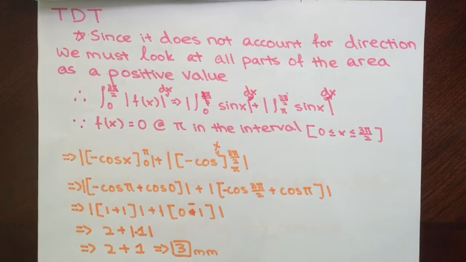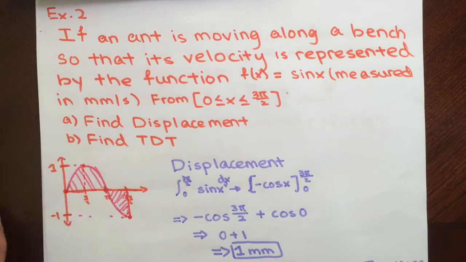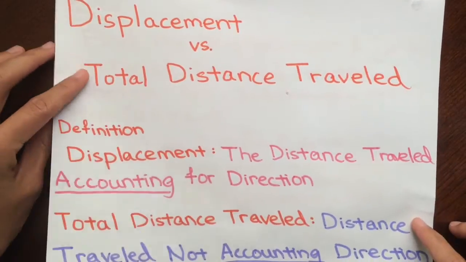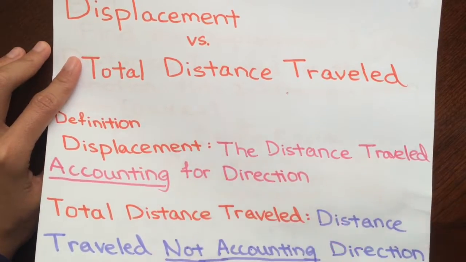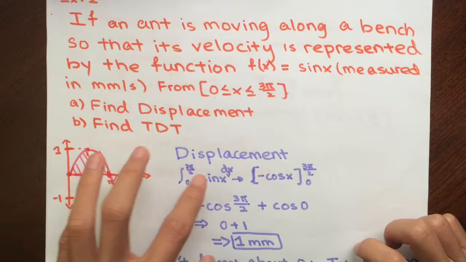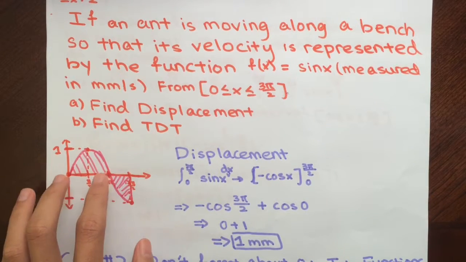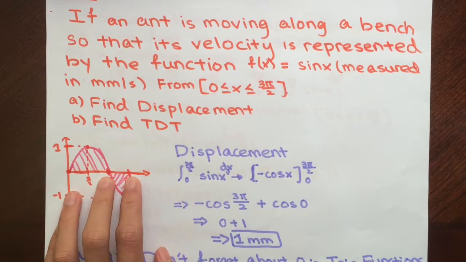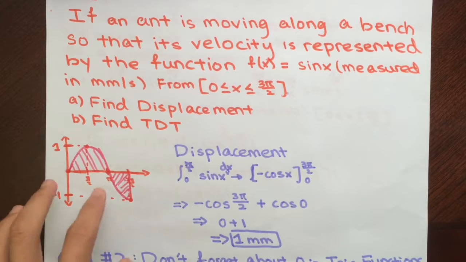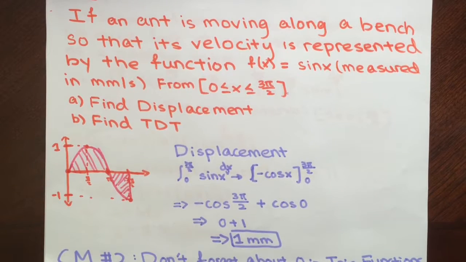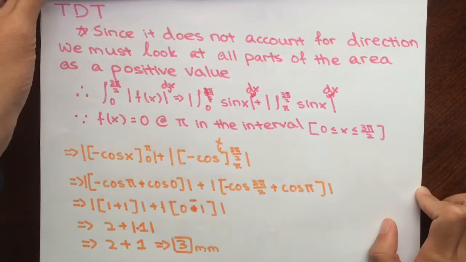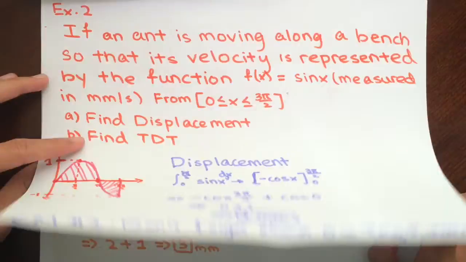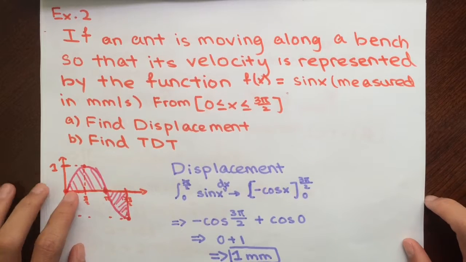With these problems, we can think of an ant moving to the right if it's positive, moving to the left if it's negative. So displacement is the distance traveled accounting for direction. For displacement, we would think that it is moving 2 millimeters to the right here, and then it will be moving 1 millimeter to the left over here, which will be a total of 1 millimeter, which is the answer down here.